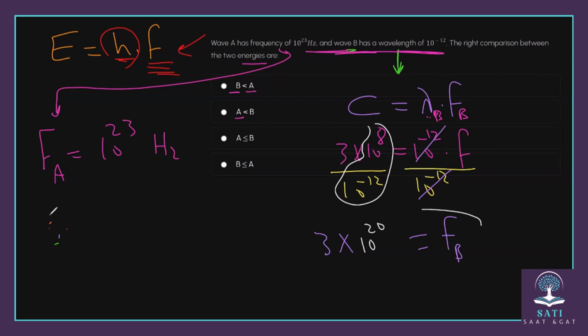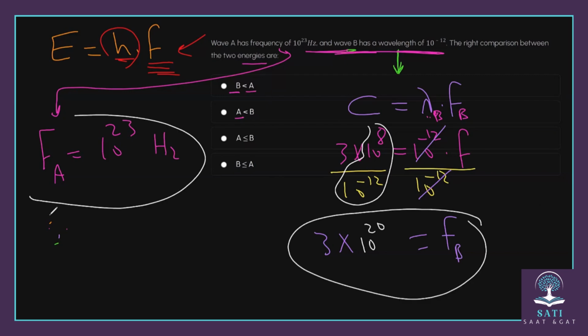So this is the frequency of B, and this is the frequency of A. Which one is greater? As you see, the frequency of A is greater than the frequency of B. That one is 10 to the power of 23, and that one is 3 times 10 to the power of 20. How do we know that 10 to the power of 23 is greater than 3 times 10 to the power of 20?